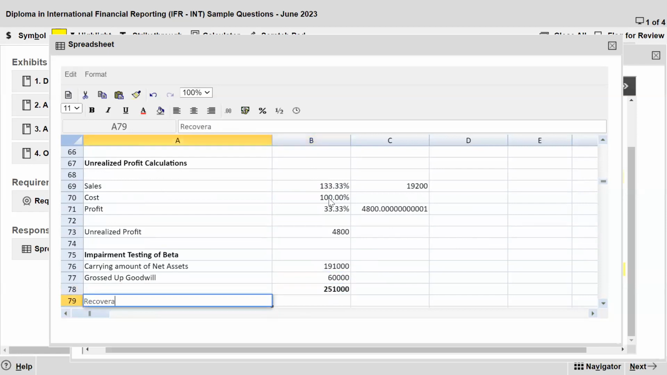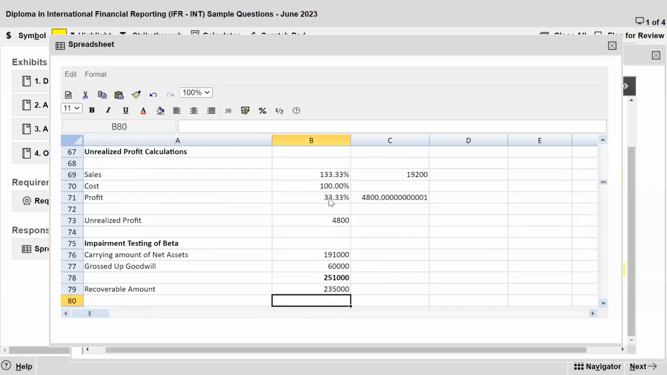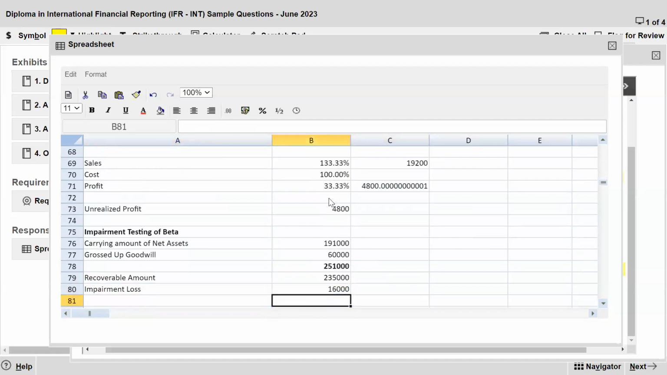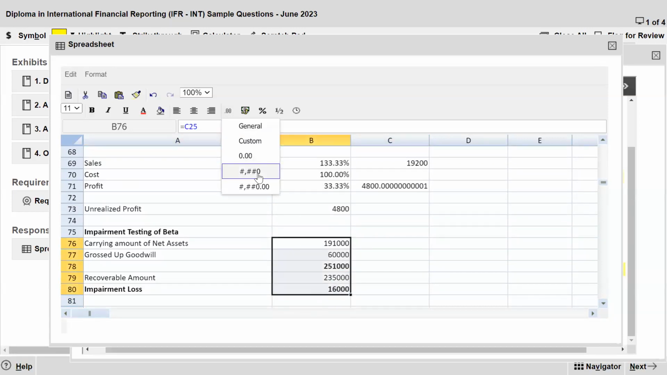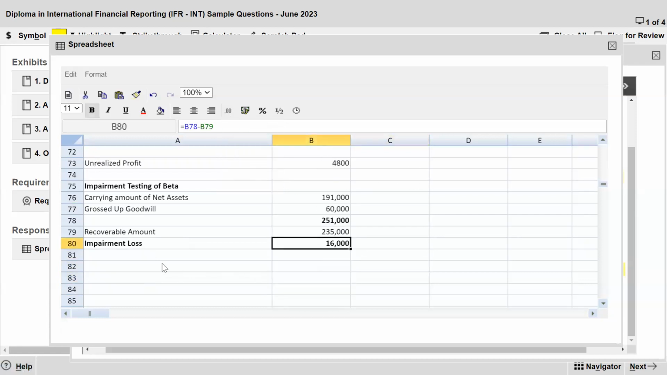The recoverable amount is 235,000. The impairment loss is going to be this minus this, 16,000. What is the impairment loss? The impairment loss is 16,000.